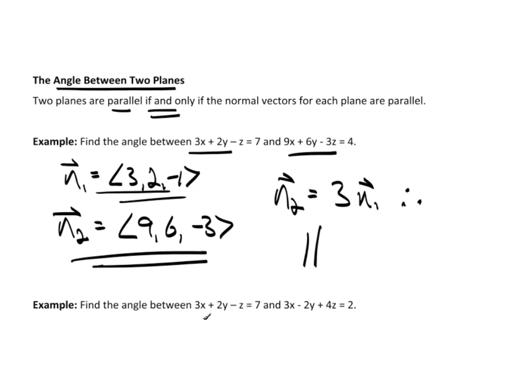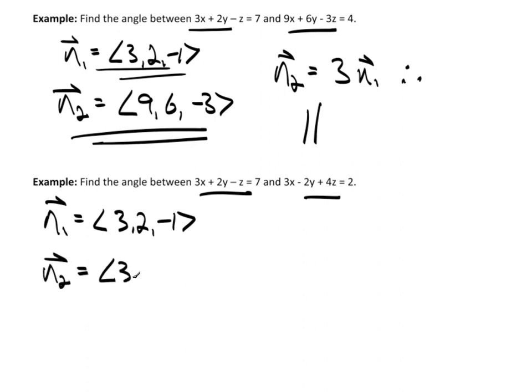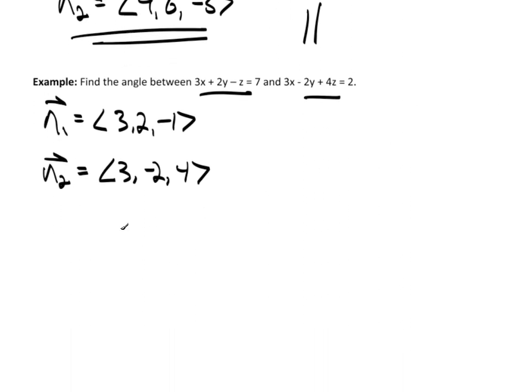Now let's find the angle between these two planes. Well, finding the angle between the planes is the same as finding the angle between the normal vectors. So again, I'm going to call it n1, this vector 3, 2, negative 1, and n2, the normal vector for the second plane, 3, negative 2, 4. So what I really need is the angle between these two vectors. And to find that, I'm going to stay with a dot product.